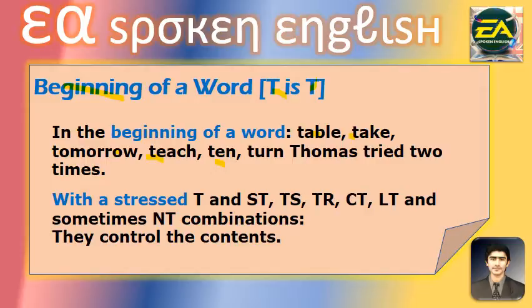And do not forget, remember one of the rules: when the word has stress, like ST, DS, DR, CT, LT, and sometimes NT. The combinations are very important. Do not ignore the T sound, or never skip or make it silent when the T is at the start, or when there is ST, DS, DR, CT, and LT. Let's move to the other rule of this pronunciation.